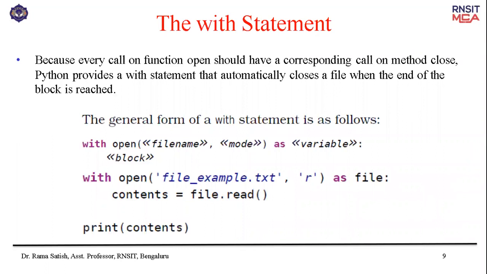Now, the file can be opened in another way, using the with statement. In this statement you write with open, file name, mode, as the variable. The variable is nothing but the file cursor. Look at the same example: with open example.txt, that is abc.txt, in read mode as file, contents is equal to file.read. So all the contents will be read.